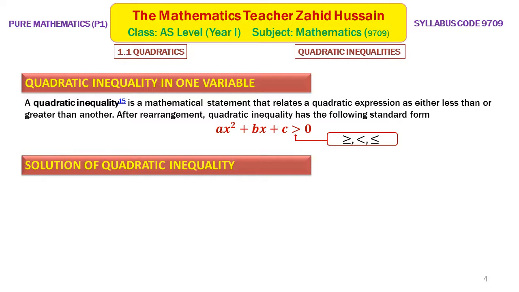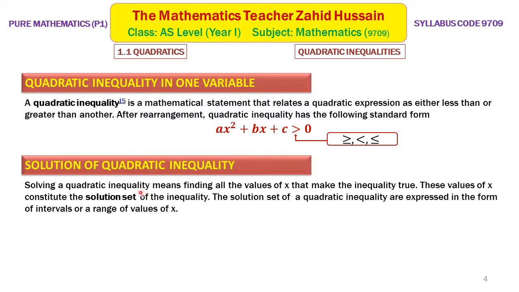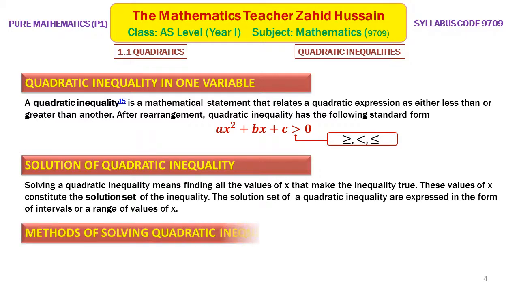Solution of quadratic inequality. Solving a quadratic inequality means finding all the values of x that make the inequality true. These values of x constitute the solution set of the inequality. The solution set of quadratic inequality is expressed in the form of intervals, all range of values of x. In our syllabus, A-level syllabus, Cambridge, we will write the solution in this form: range of values of x, which will be in the form of inequalities.